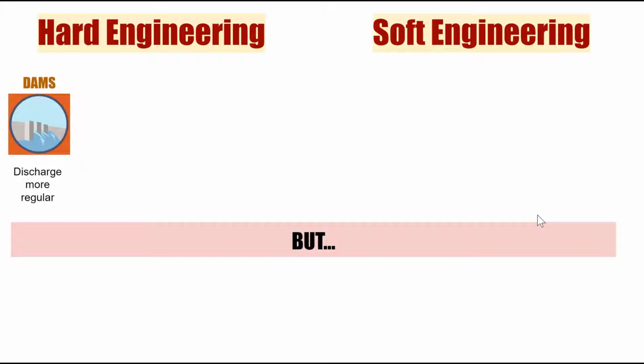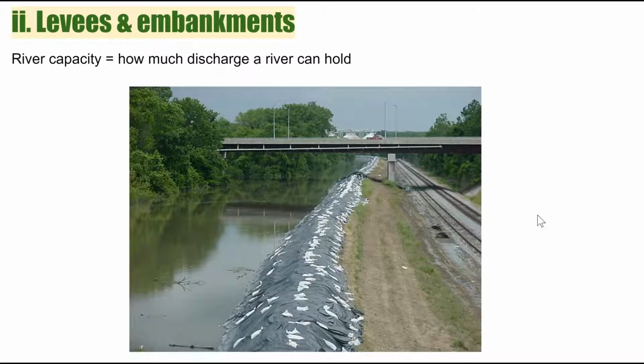So does the hard engineering method of dams help in flood control? Well, yes, it can. It can make the discharge more regular. But the big negative here is the loss in the habitat in the reservoir, and it can displace some of the locals. So discharge more regular, habitat loss and displacement of locals.